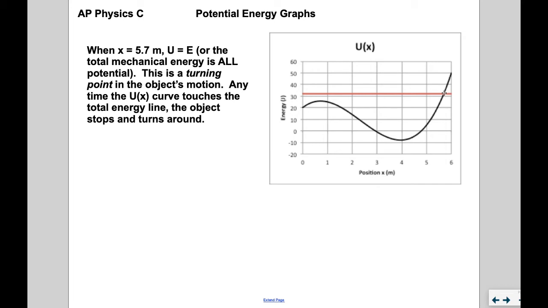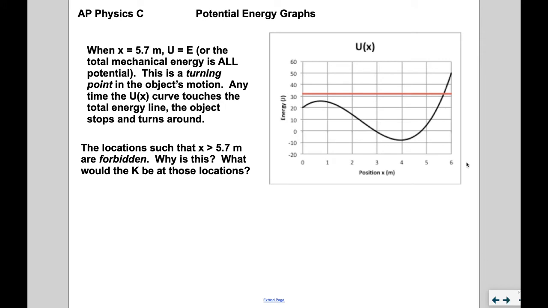This is what is called a turning point in the object's motion. If the object is moving to the right and it reaches this point, it's going to stop and then come back to the left. That's why it's called a turning point. The locations on this graph such that x is greater than that turning point, x is greater than 5.7 meters, are called forbidden.